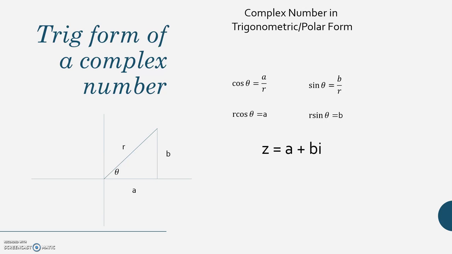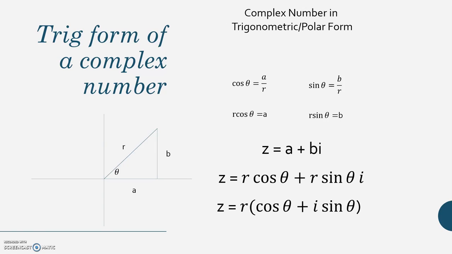and I know that z is a plus bi, what we can do is replace a with r cosine theta and b with r sine theta, and I end up with this. Well, both of them have r in them, so we can factor the r out, and that's where the r times cosine theta plus i sine theta comes from. And then from there, we can abbreviate using the cis theta.